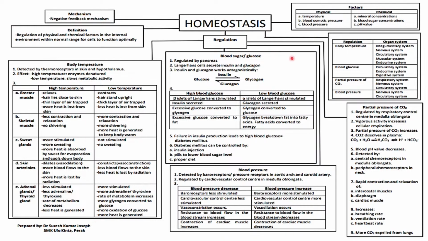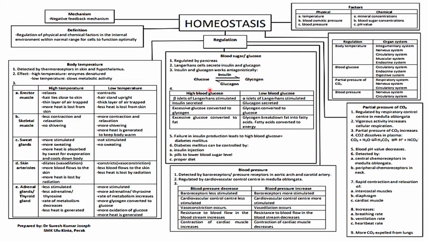Now let us look at blood sugar or glucose regulation. This is regulated by the pancreas. Inside the pancreas we have islets of Langerhans. There are two types of cells, one is alpha Langerhans and the other one is beta Langerhans. So obviously these Langerhans cells secrete insulin and glucagon. So insulin and glucagon are hormones.